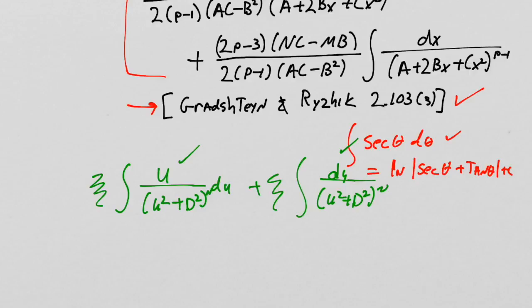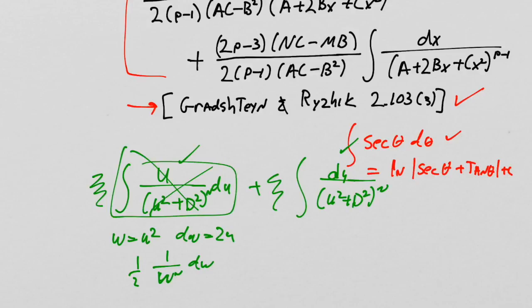You've got a u up top here and no u here. The one with the u up top is completely trivial to integrate because you can just use the substitution w equals u squared and dw equals 2u du, and then you end up with 1 over w to the n dw with, I think, a half out front, right? So that's trivial. So this one is done.